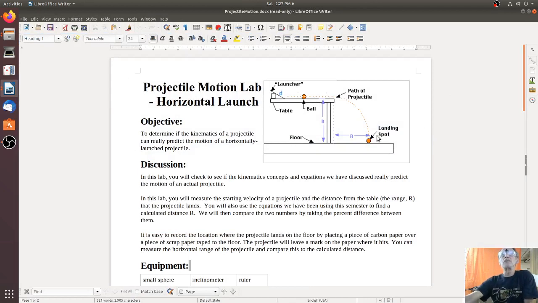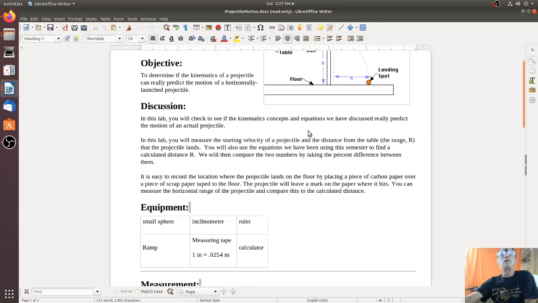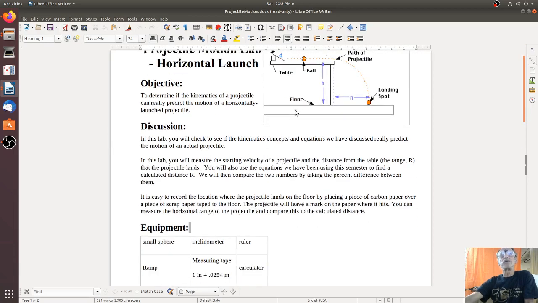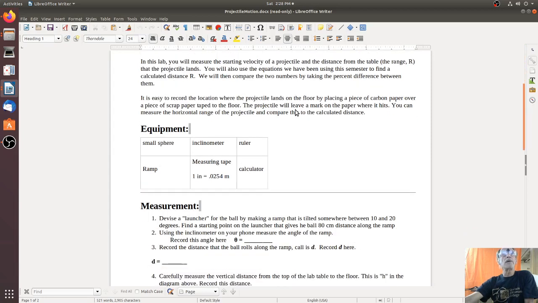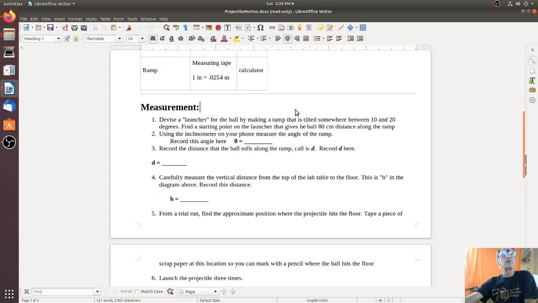Okay, here's a little schematic diagram. Here's H that you measured, the height from the floor. Here's capital R, the range. That was measured from the edge of the table horizontally. And here's the ramp, and there's the distance D. This right here would be the angle theta, the tilt of your ramp. Okay, so there's the equipment we used.